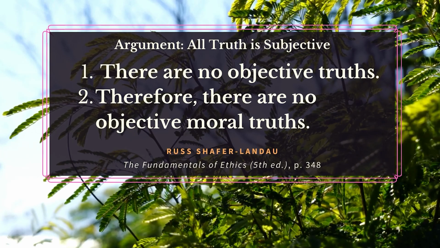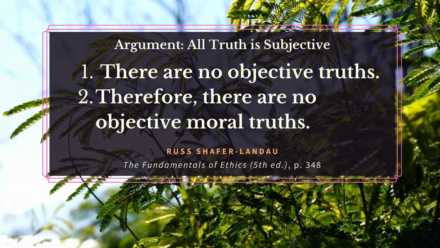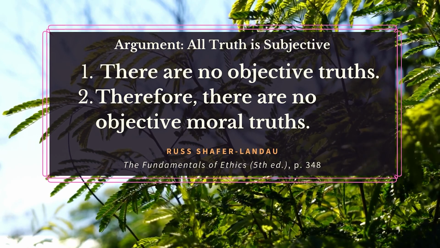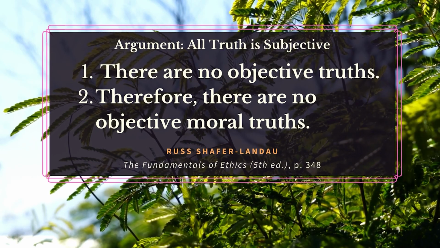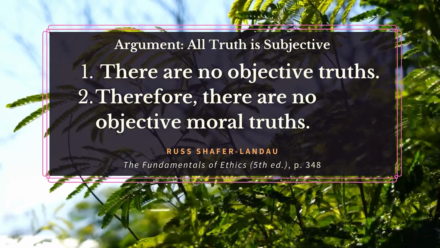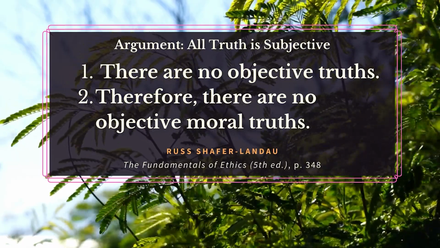Now, the argument against objective truths is really simple. It just has one premise and a conclusion. The first premise is that there are no objective truths. And then the conclusion is, therefore, there are no objective moral truths. Now let's examine the premise. Is it the case that there are no objective truths?